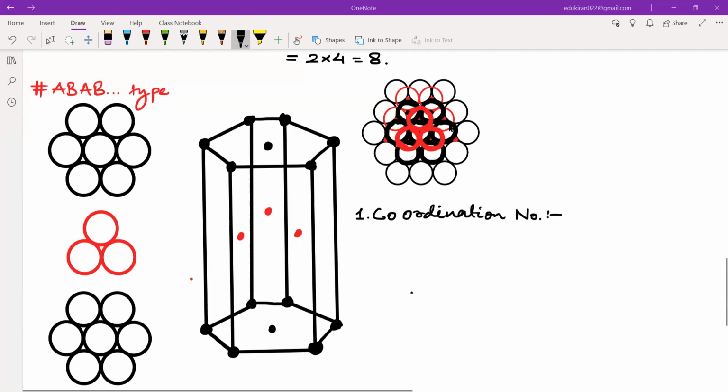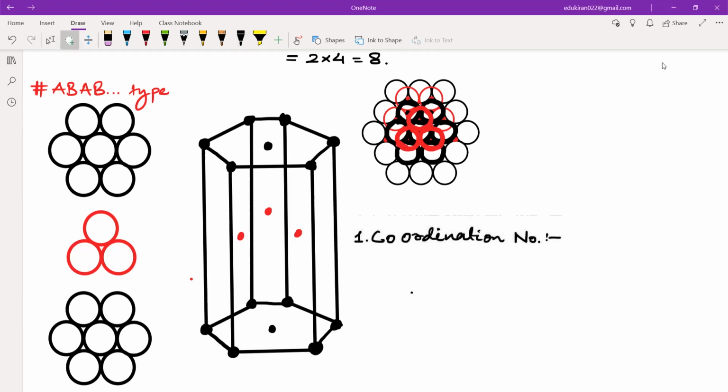तो उससे पहले कोऑर्डिनेशन नंबर से पहले यहाँ पे हम लोग इसको लिख देते हैं. हेक्सागोनल क्लोज पैकिंग है ये. The unit cell is hexagon. So this is also known as hexagonal close packing in 3D. Okay, so this is hexagonal close packing. HCP हो गया ये, और ये 3D में है.